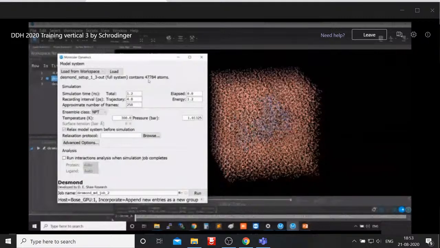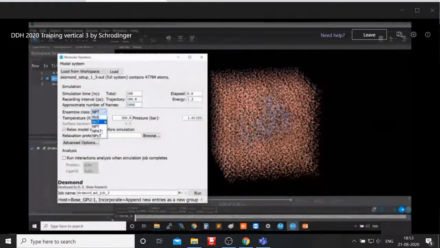So it has around 47,784 atoms exactly. You just need to specify how many nanoseconds you want to run. Let's say 100 nanoseconds. It automatically computes how many frames you will get as output. But you can always change this parameter however you want. So everything is being calculated automatically.